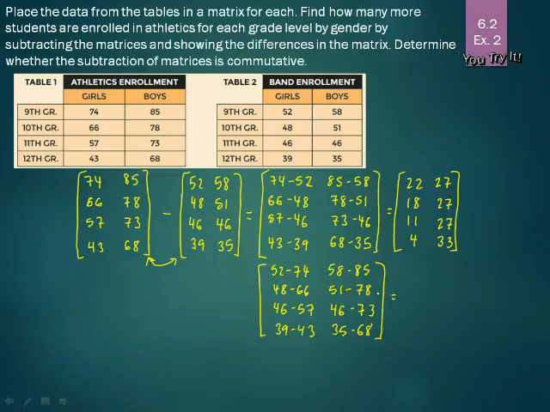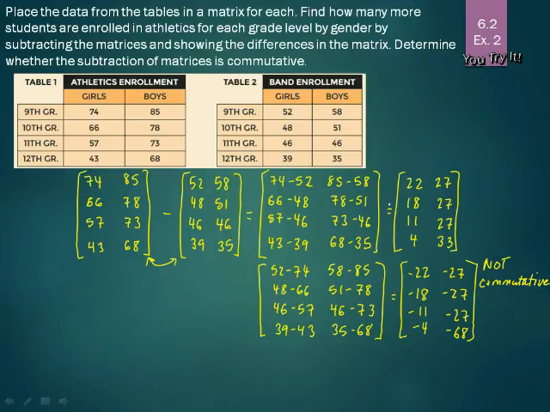Now that we've switched the order of all these, when we subtract, 52 minus 74 actually gives us negative 22. 48 minus 66 gives us negative 18. 46 minus 57 gives us negative 11. So we really have completely different numbers. We have negative numbers, and even though it's negative 27 versus positive 27, those are not the same. Just as with normal numbers, matrices are not commutative with subtraction.